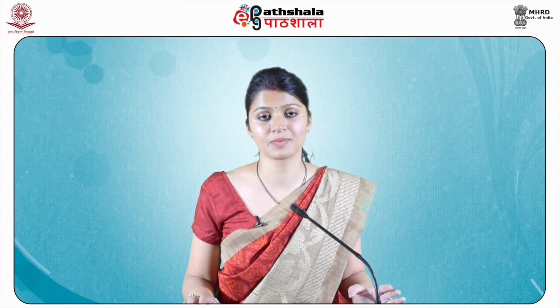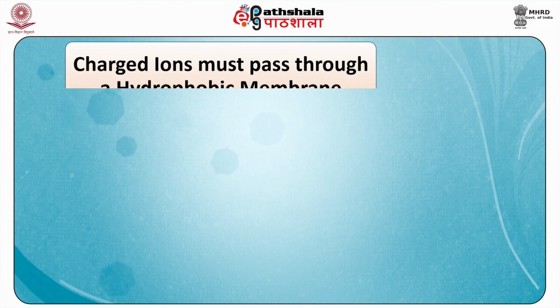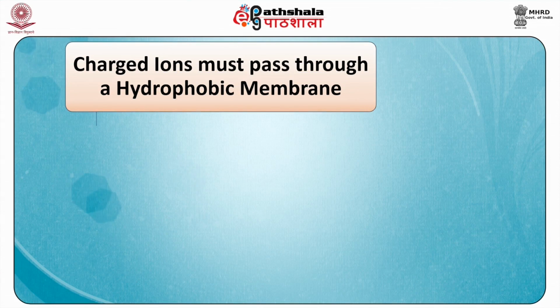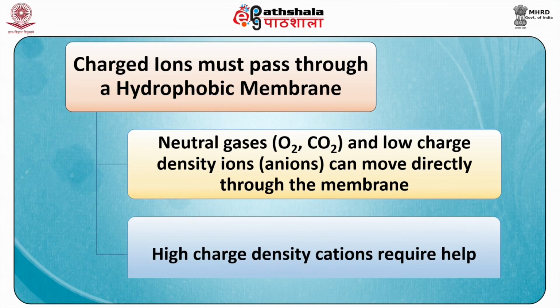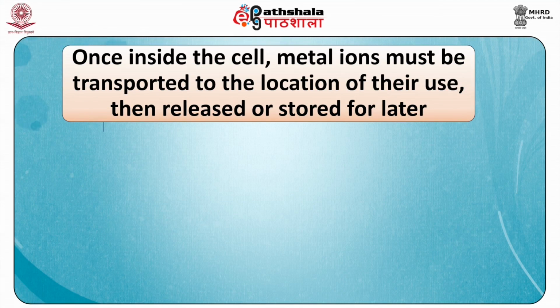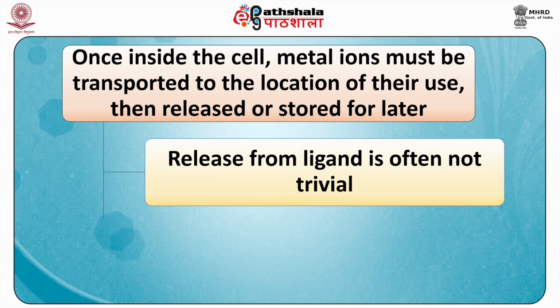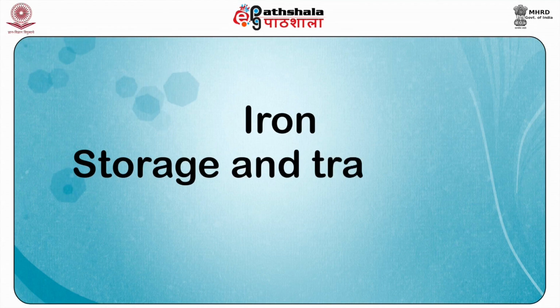General aspects of storage and transport of metal ions. Charged ions must pass through the hydrophobic membrane. Neutral gases such as oxygen and carbon dioxide and low charge density ions such as anions can move directly through the membrane. High charge density cations require help. Once inside the cell, metal ions must be transported to the location of their use, then released or stored for later. Release from the ligand is often not trivial. Storage requires additional molecules.